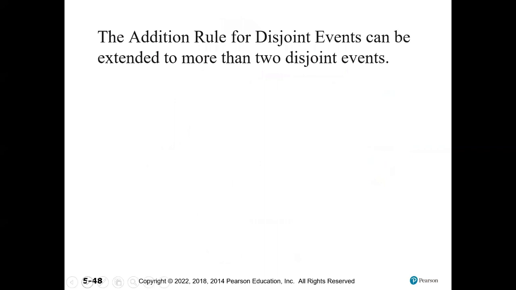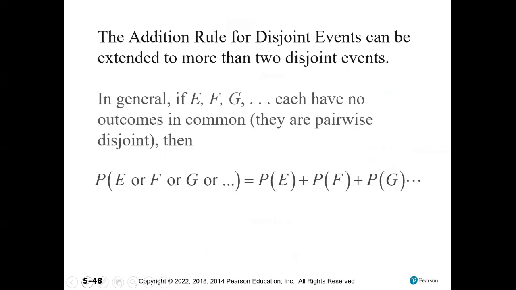There's the probability form. The addition rule for disjoint events can be extended, of course, to more than 2. I can include any number of disjoint events. As long as they are disjoint, I can just sum their probabilities together, however many events it is that I am looking at.